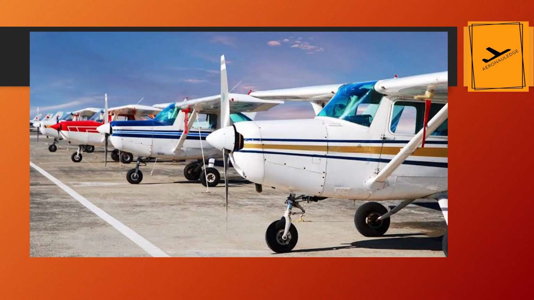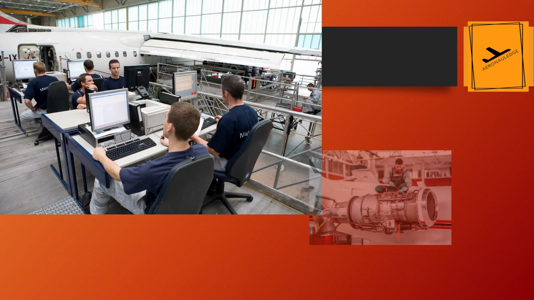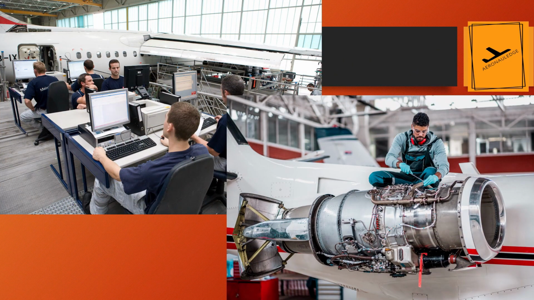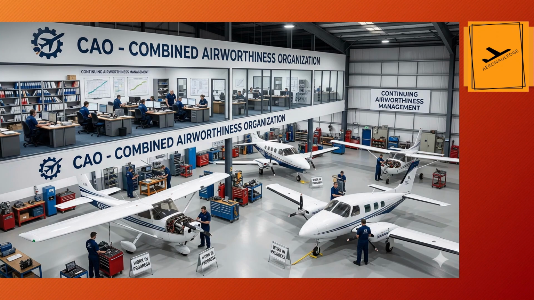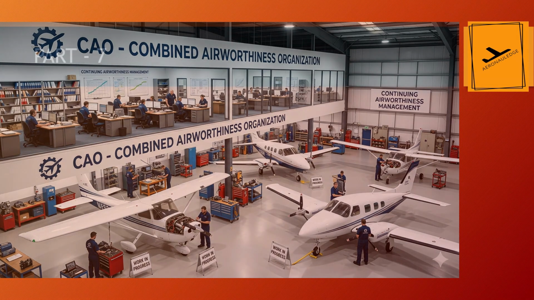Now suppose a small flying school owns only 5 Cessna aircraft. Creating 2 different organizations, one CAMO and another maintenance organization, may be expensive for that flying school. Therefore, DGCA introduced CAO. CAO means Combined Airworthiness Organization. A CAO can perform continuing airworthiness management and maintenance of the aircraft inside one organization. Hence, CAO was introduced to reduce compliance burden for smaller operators by combining both these functions.